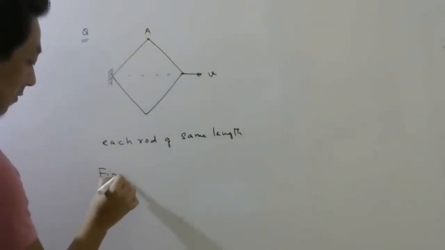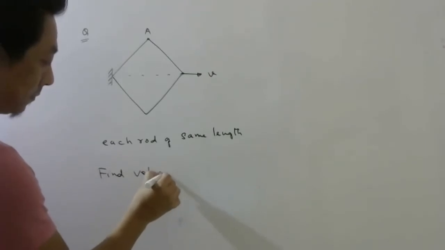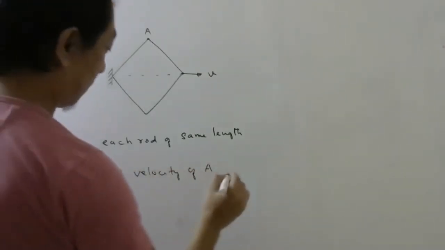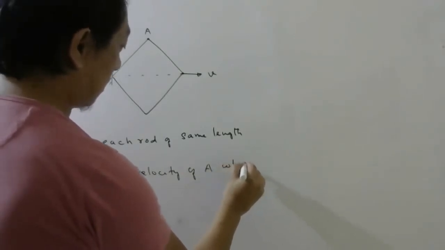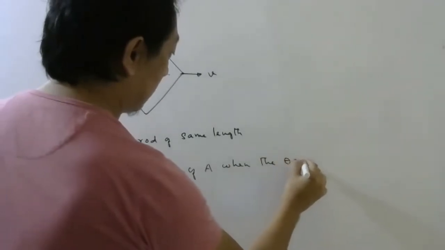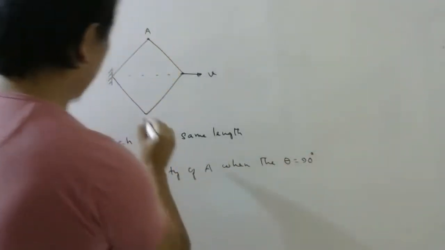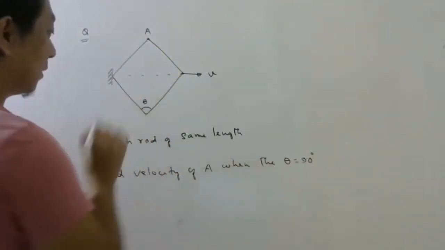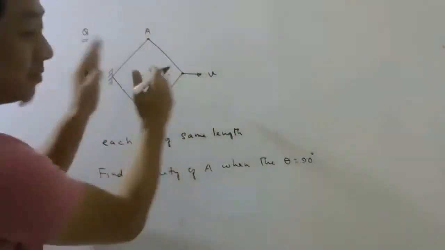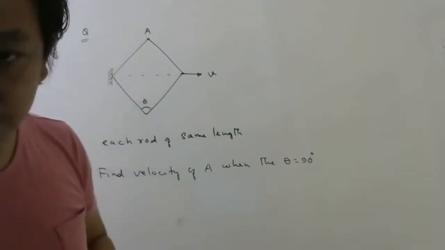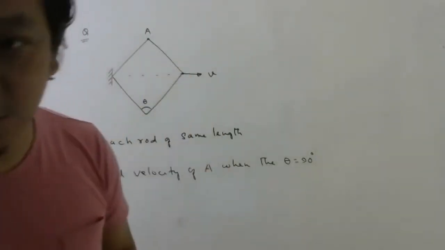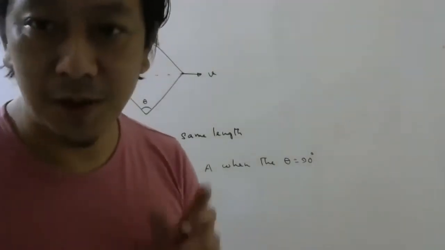So find the velocity of A when the angle is 90 degrees. Which angle? This angle. You know that as you move this point, the shape will keep changing. Yes or no? Yes, sir. It will not be square all the time. It will be a rhombus.